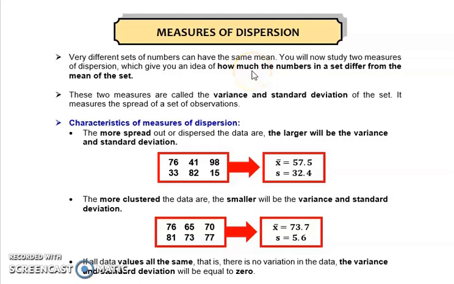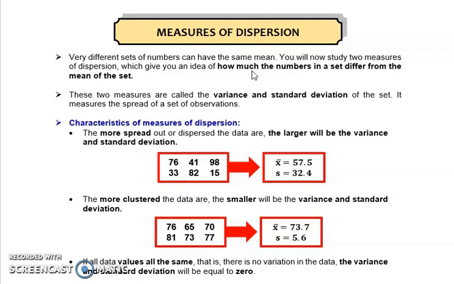Okay, now we're going to study measures of dispersion. Very different sets of numbers can have the same mean. Now we're going to study two measures of dispersion, which will give us an idea of how much the numbers in a set differ from the mean of the set.